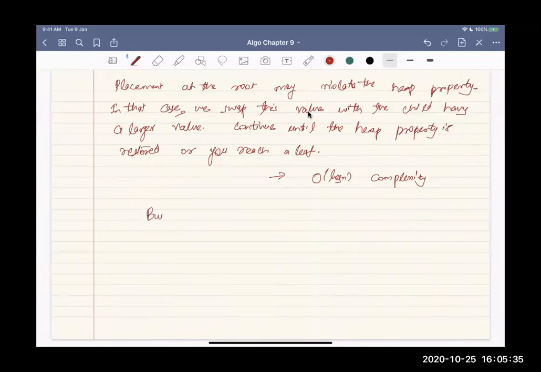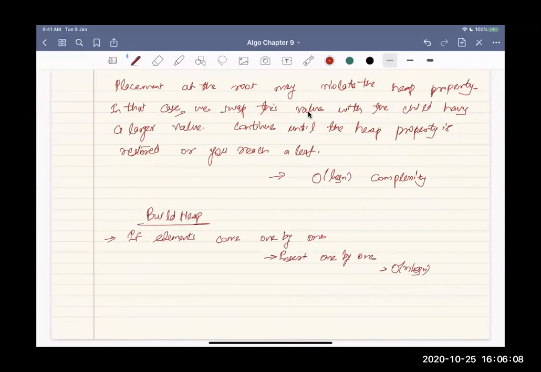So what about the build heap operation? Again, if the elements are coming one by one, you have to do insert one by one, and that would be asymptotically n log n, right? You can't do anything there.